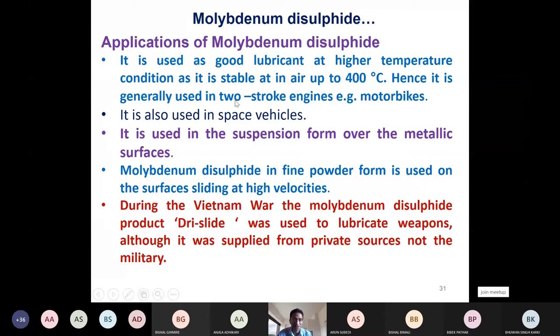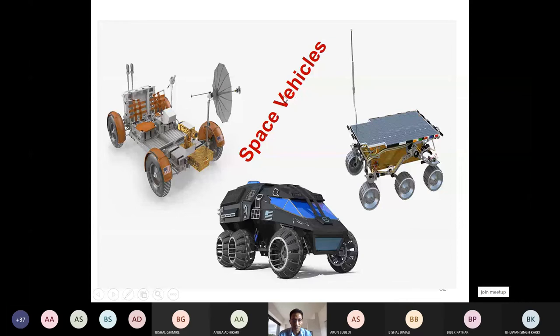It is used in suspension form over metallic surfaces. Molybdenum sulfide in fine powder form is used on surfaces which move at high velocity. During the Vietnam War, the molybdenum sulfide product named Dri-Slide was used to lubricate weapons, although it was supplied by the private sector, not by the military. In space vehicles, solid lubricants are used, mostly molybdenum sulfide.